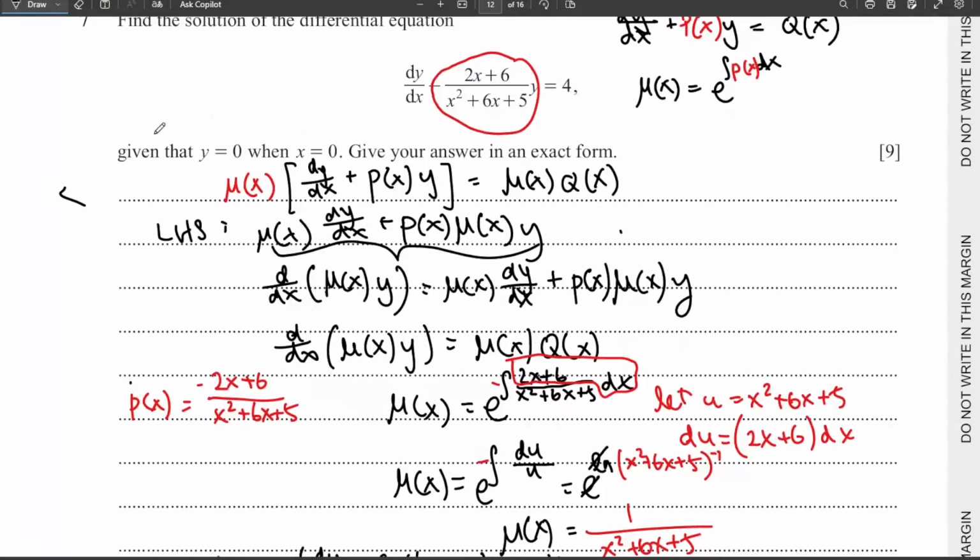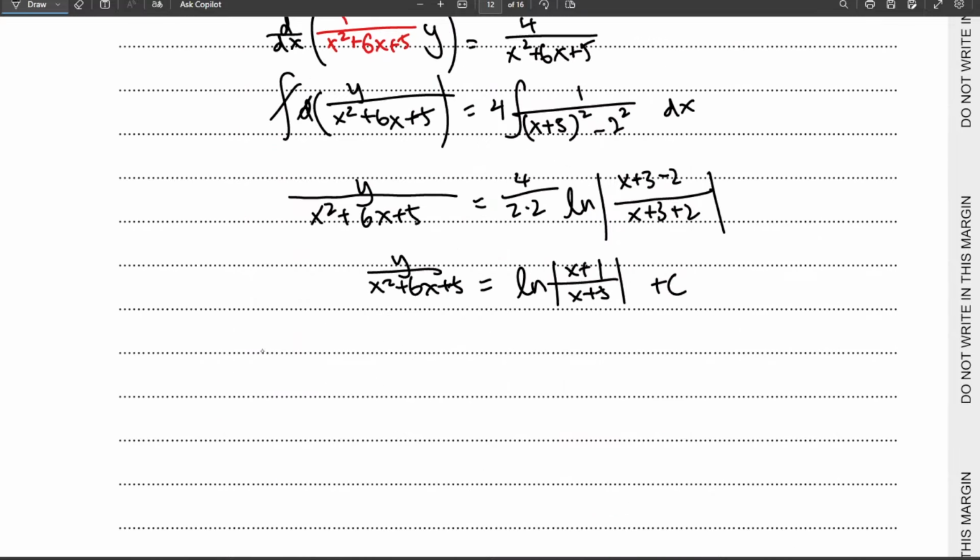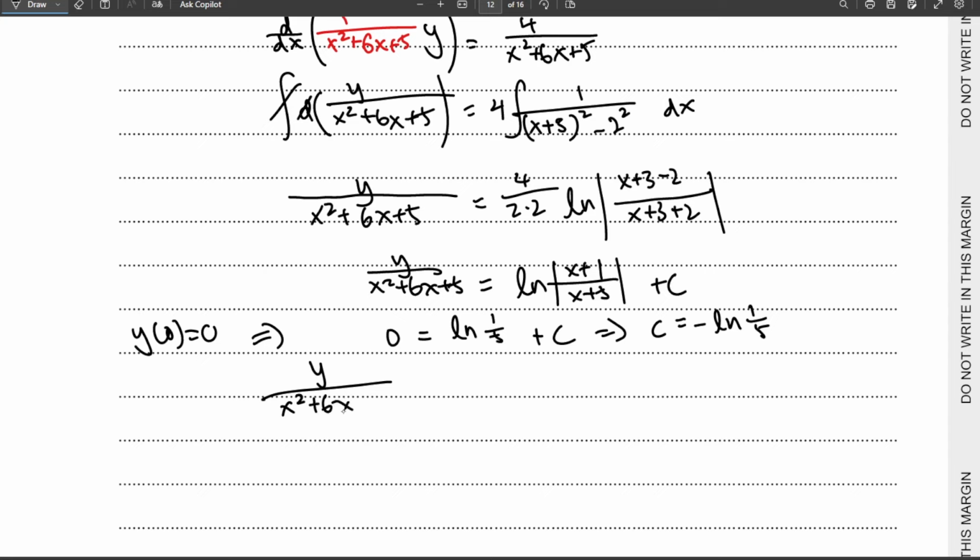So the initial condition given to us is y of 0 is 0, right? So given that y of 0 is 0, the whole left-hand side reduces to 0, and on the right-hand side we have ln 1 over 5 plus c. So c is the negative of ln 1 over 5, and therefore our final solution will be y over the quadratic equals ln of (x plus 1) over (x plus 5), minus ln 1 over 5.